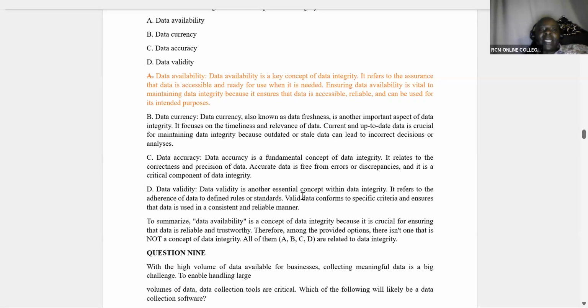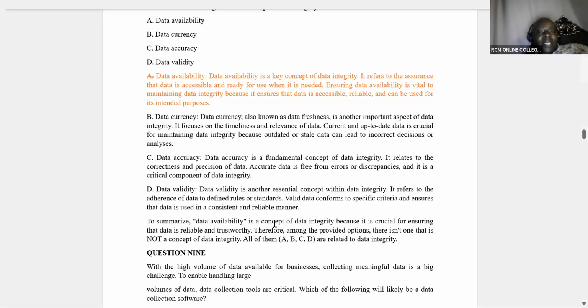When we talk of data validity, ladies and gentlemen, it is another essential concept within data integrity. Valid data refers to the adherence of data to defined rules or standards. Valid data conforms to specific criteria and ensures that data is used in a consistent and reliable manner.